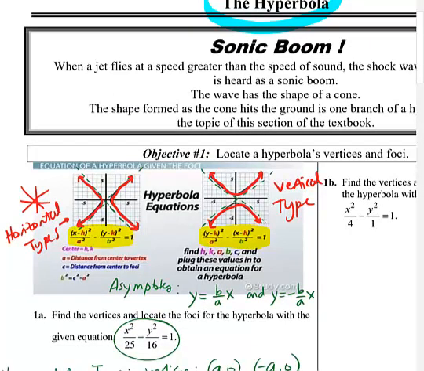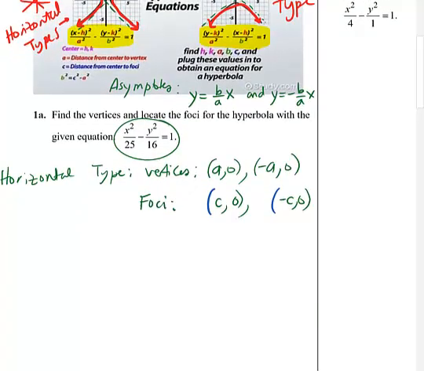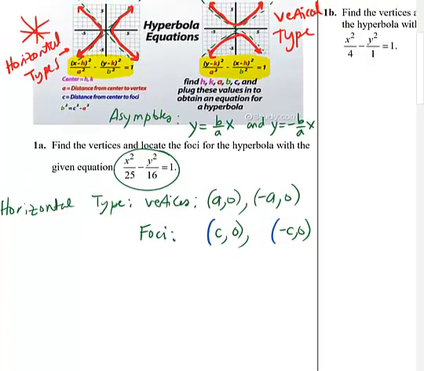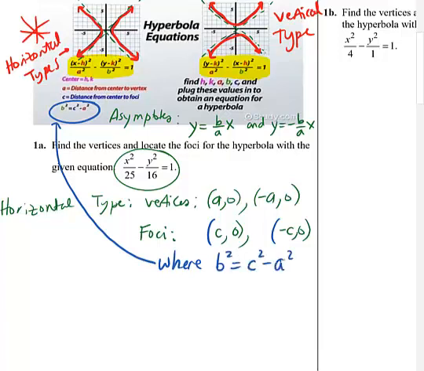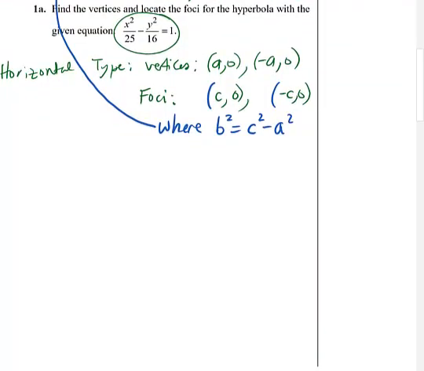Okay, I'm sorry about that. I messed that up. The foci don't involve a at all. I think I was thinking of something else. They should just involve c, comma 0, and negative c, comma 0, where c can be obtained using this equation here, which is kind of small, but it shows beneath the picture: b squared equals c squared minus a squared. That should be all the information we need to find the vertices and the foci.